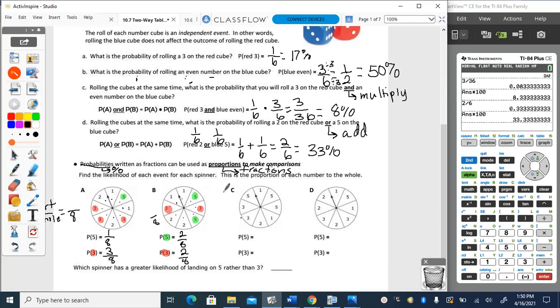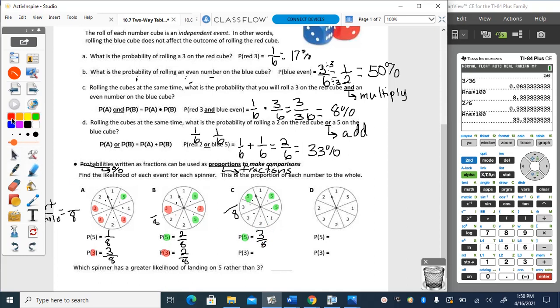All right, now let's check the next one. C, we have how many? Let's find our whole again. So 1, 2, 3, 4, 5, 6, 7, 8. Again, this is out of 8 possibilities. We want to see P(5), the probability of spinning a 5. Let's see how many 5s we have. 1, 2, 3. So we have a 3 out of 8 chance.